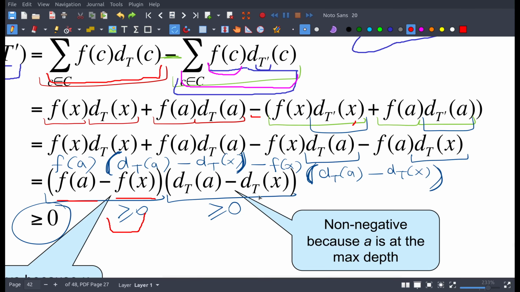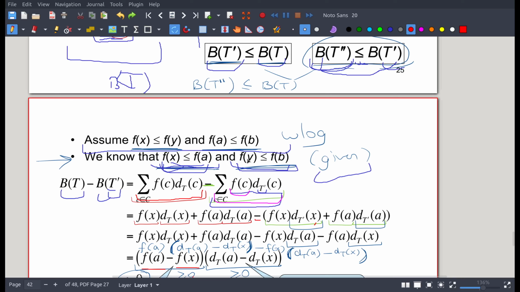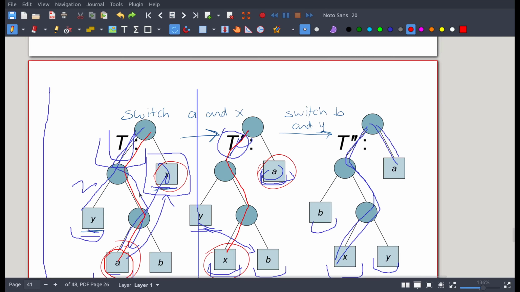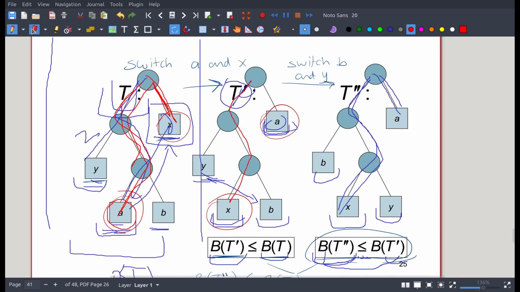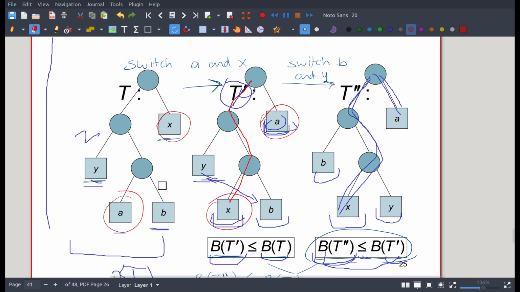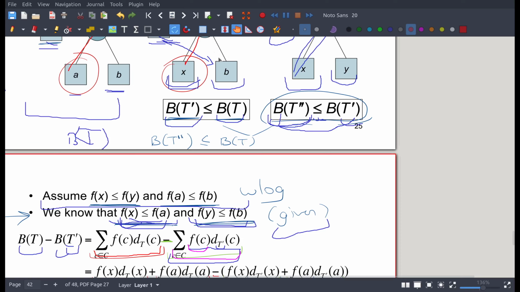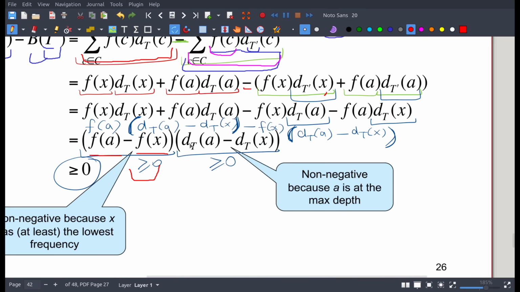Wait, that doesn't make sense. Yeah, the distance of a, sorry, no, true. The distance of a should be greater than the distance of x, right? In the tree T, we're talking about the tree T. So in this particular tree T, the distance of a should be greater than the distance of x. Yeah, that makes sense, my bad. So that means this minus this, the total thing, should be greater than or equal to 0. If you have something that's greater than or equal to 0 times something greater than or equal to 0, the final output should be greater than or equal to 0.